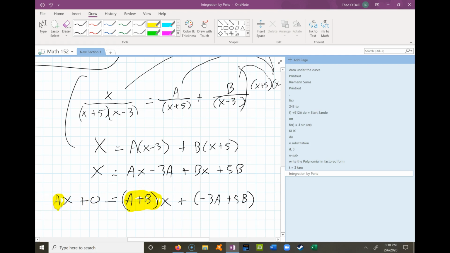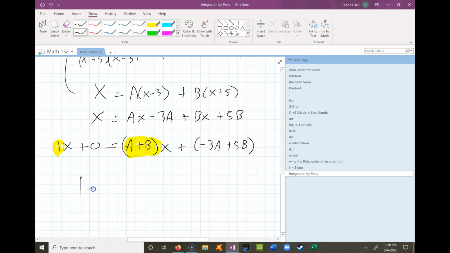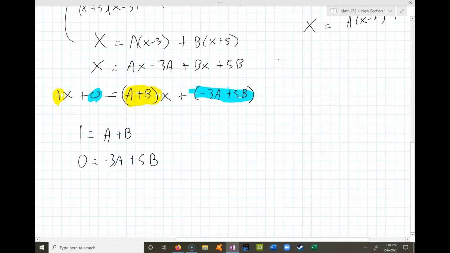and that right there, in order for those two equations to be the same, I know that 1 has to be equal to a plus b. And likewise, because of this right here and that right there, I also know that 0 has to be equal to negative 3a plus 5b. So then I've built a system of equations that I can solve because I remember how to solve system equations.